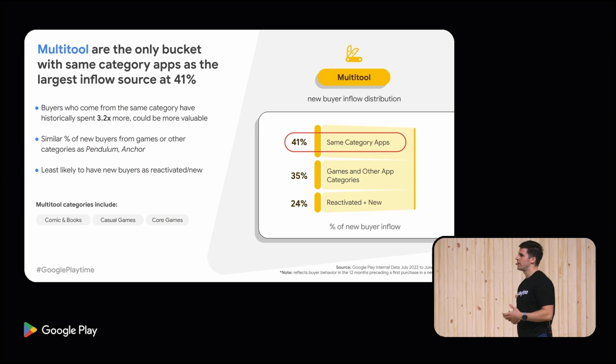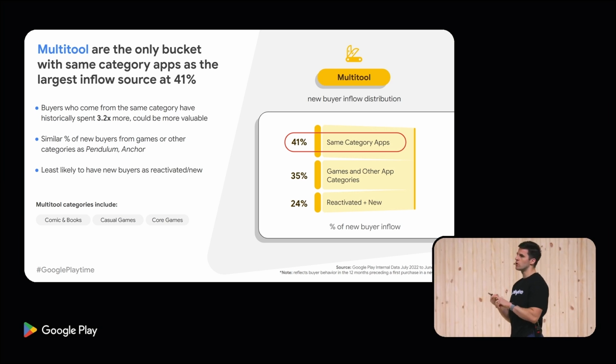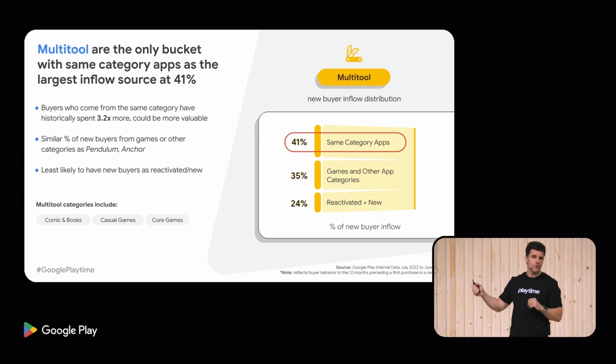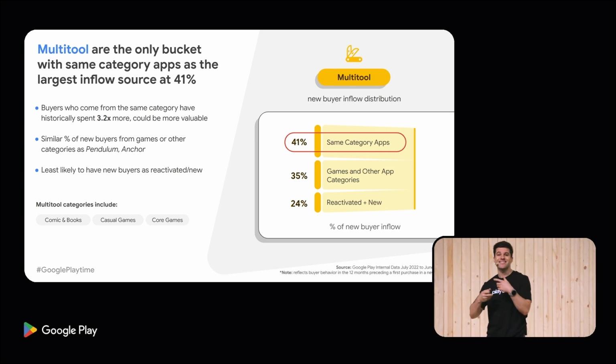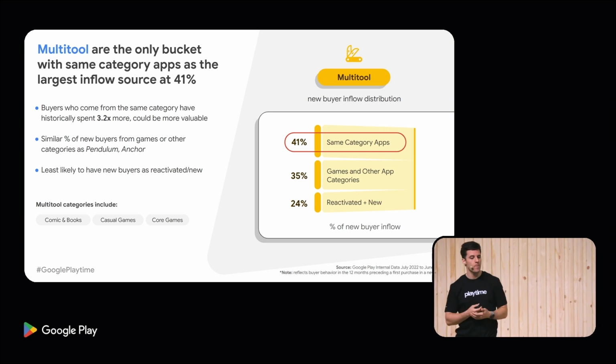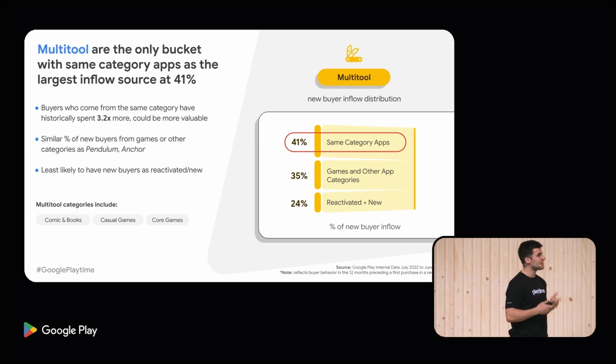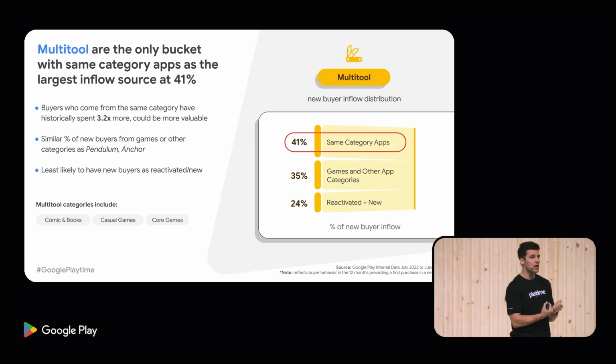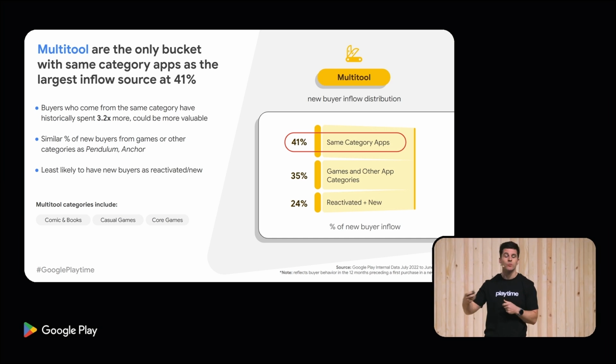Next, we look at the multi tool apps. And this could be comics, this could be books, this could be games. What we see is that this is the only bucket where the largest inflow source is actually buyers from apps in the same category at 41%. Now, similar to pendulum apps, but in a far more pronounced fashion, we see that buyers who had spent in the same app category before will have historically spent 3 times as much in the preceding year versus buyers who came from either games or other app categories, indicating that similar to pendulum apps, those buyers may be more useful. So, what does this all mean and how can you use it?